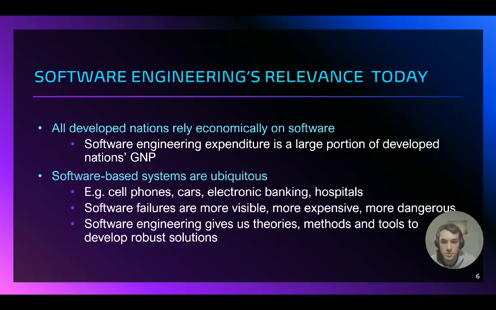And also, software-based systems are ubiquitous. Think about your cell phone. Now, software is a part of your car and electronic banking, hospital systems. And so, when these pieces of software fail, it's more visible, more expensive, and more dangerous than ever. Because so many crucial systems rely on software, it has to be really good. And so, software engineering is going to give us some theories and methods and tools to make sure that our software is meeting our needs and protecting people rather than failing and leaving them high and dry.